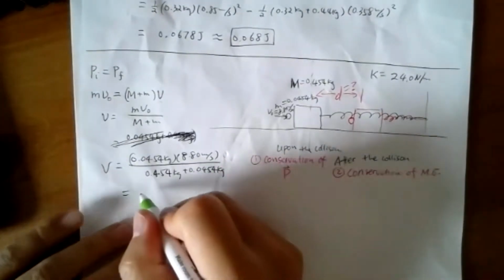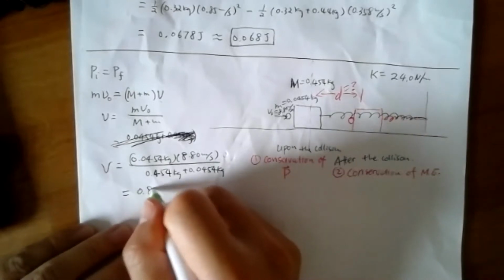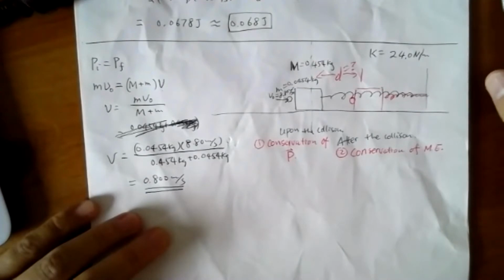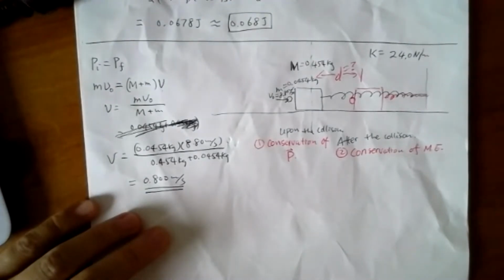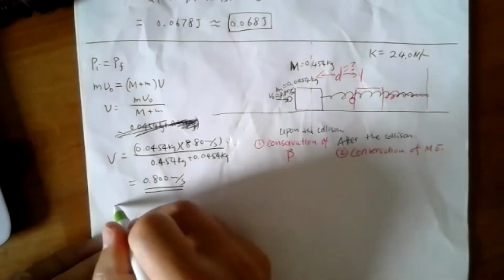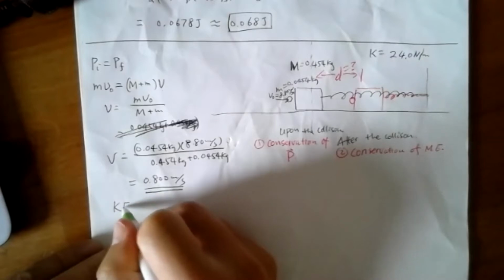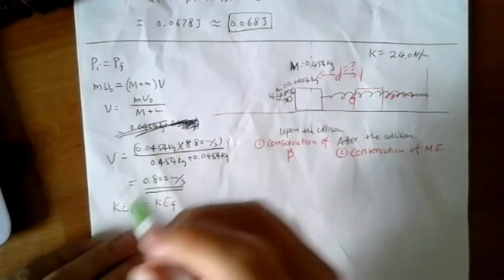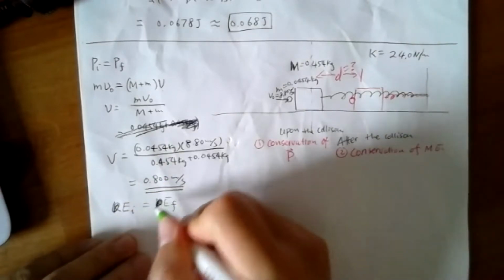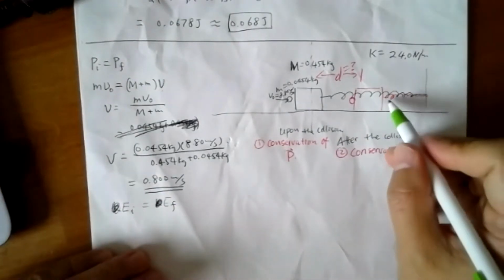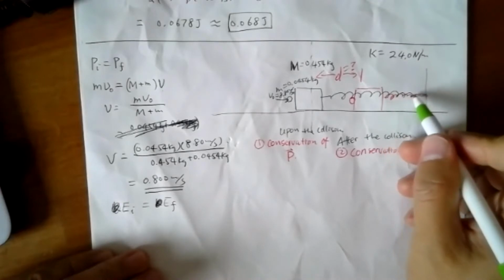Okay, that's going to give you 0.800 meters per second. So this is the common speed after the collision for the two together. Then after the collision, mechanical energy is conserved. So you are going to apply KE initial equal to KE final, or ME, just E, mechanical energy. It should be kinetic energy plus the potential energy. In this case, because there's a spring here, it's the elastic potential energy, okay?